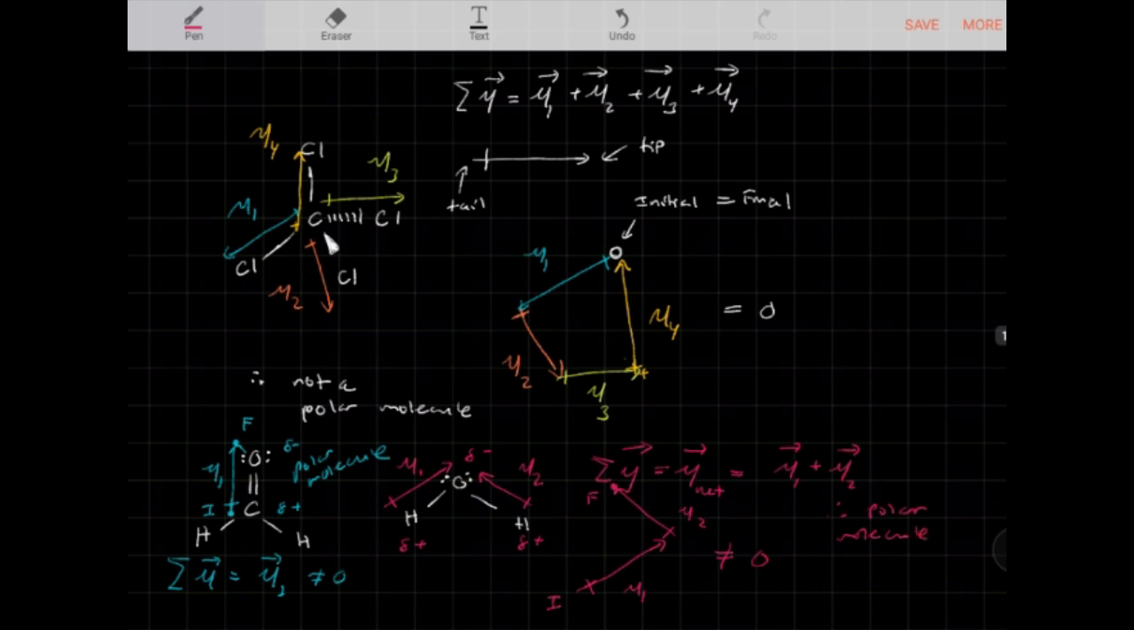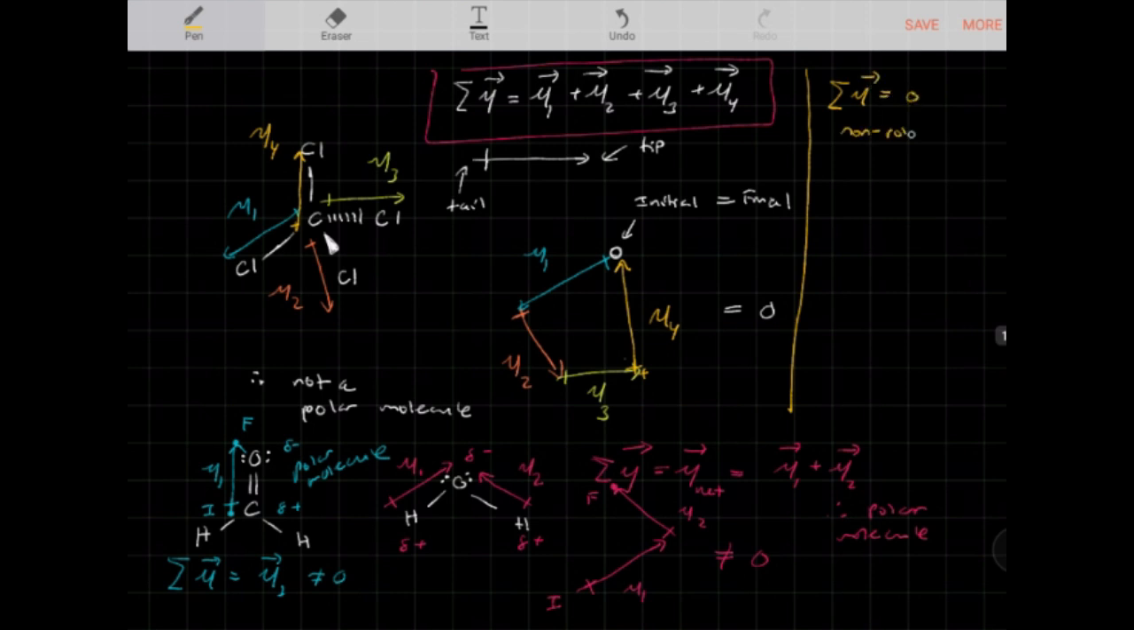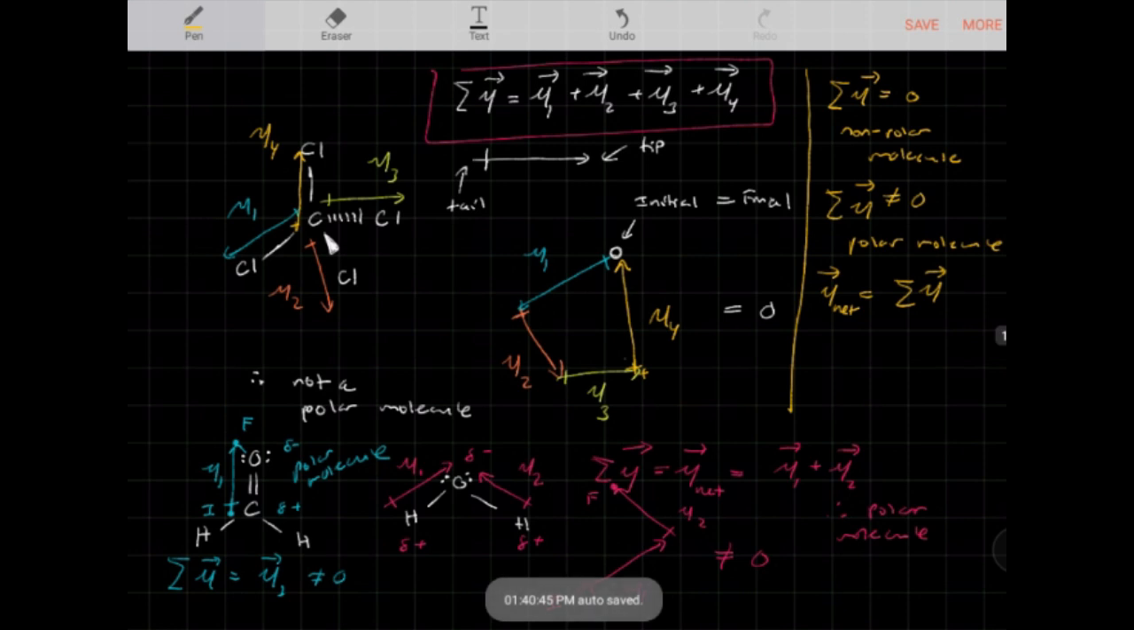So this methodology is where you add up all the vectors. This is how we're going to summarize it: if you find that the sum of the dipole moments is equal to 0, this is a non-polar molecule. And if the sum of the dipole moments is not equal to 0, this is a polar molecule. You can think about the net dipole moment as the sum of the dipole moments, and this in fact is a vector quantity. This is the method that we're going to be using to determine if molecules are polar.